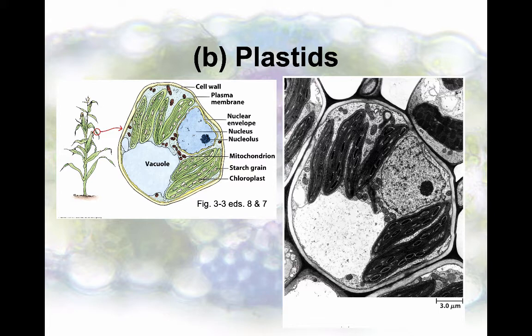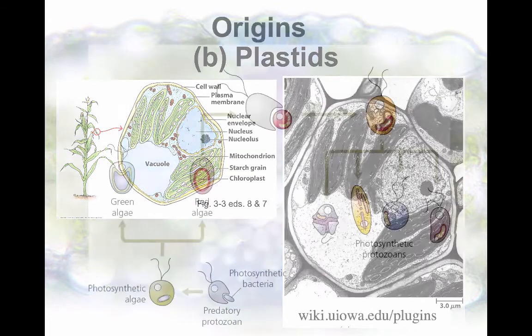Okay, so basically, our plastids are organelles. They've got double membranes and they contain DNA. They also have compartments in them, and so in the case of the chloroplasts, they have thylakoids you might be familiar with. And what's also interesting about them is they divide independently of the rest of the cell. So that's kind of interesting.